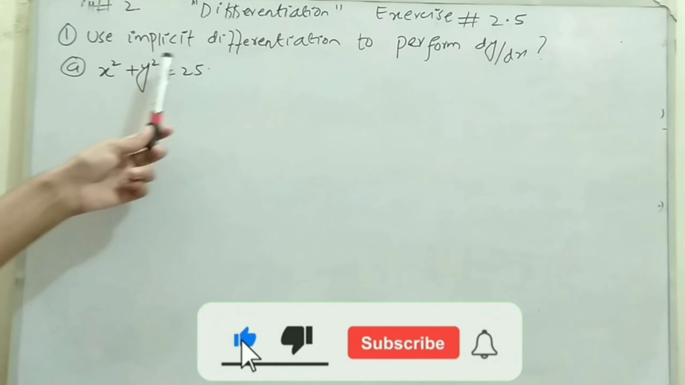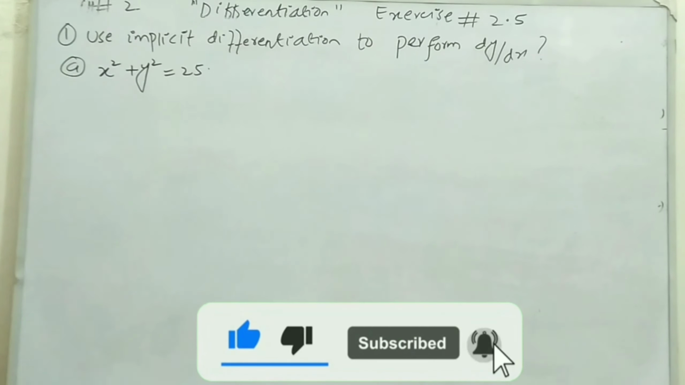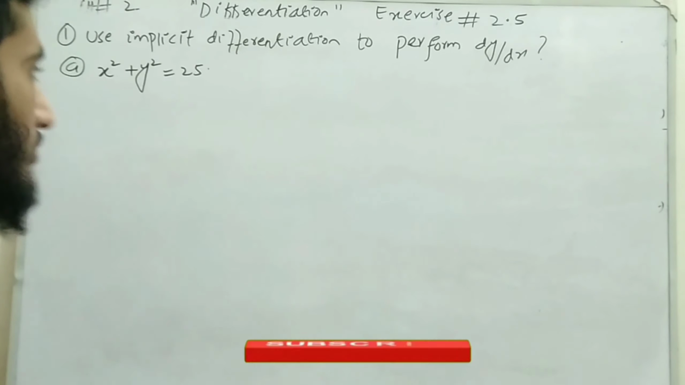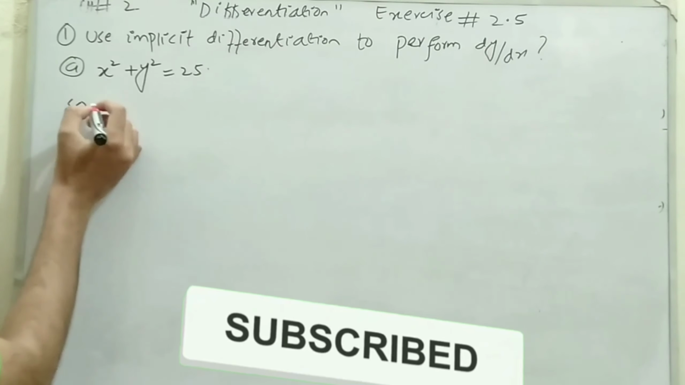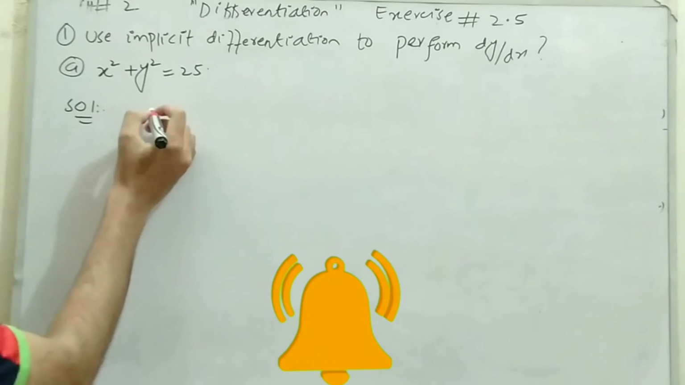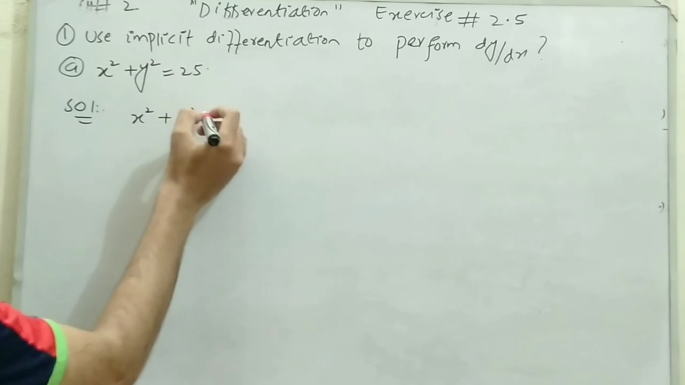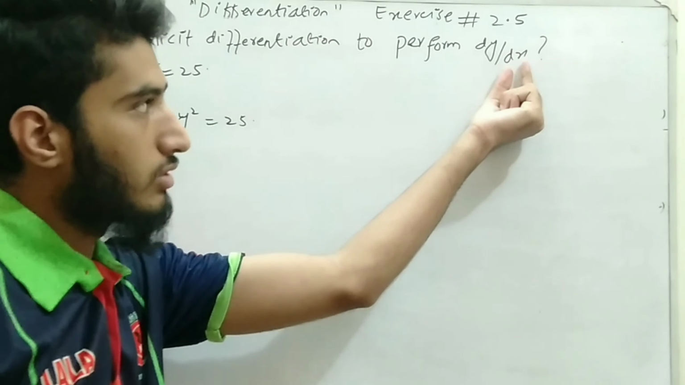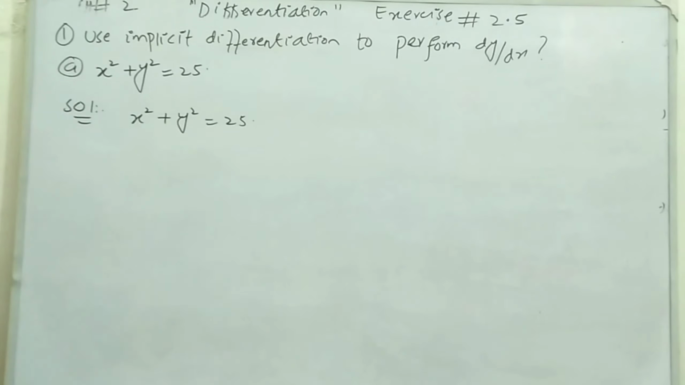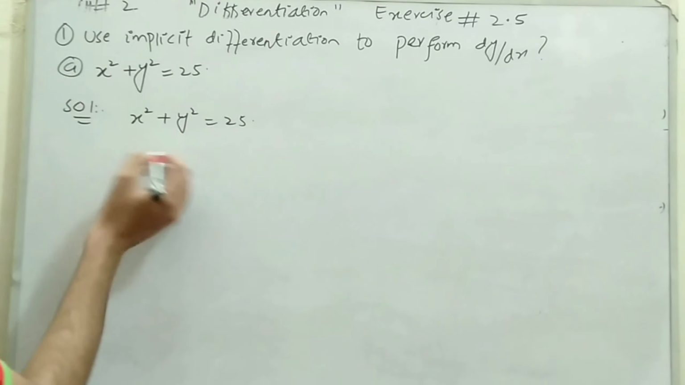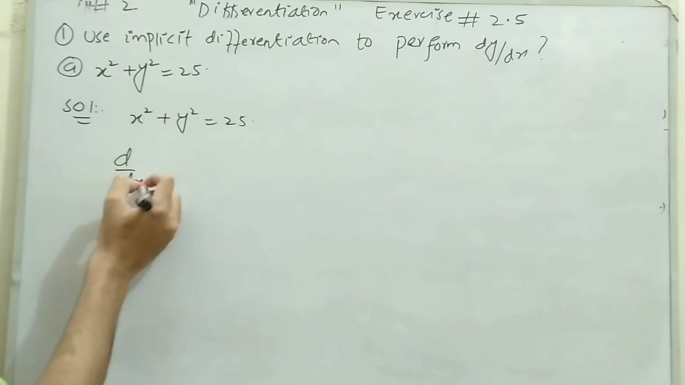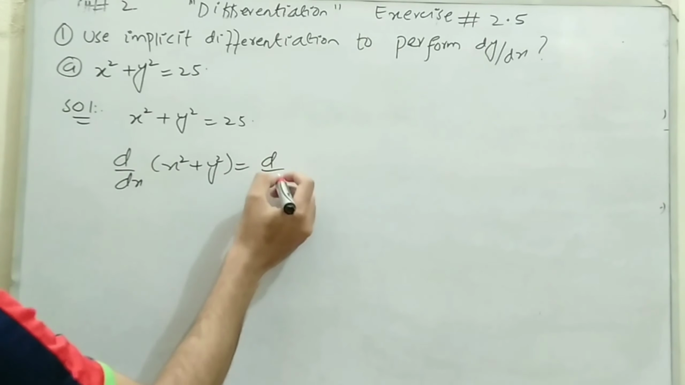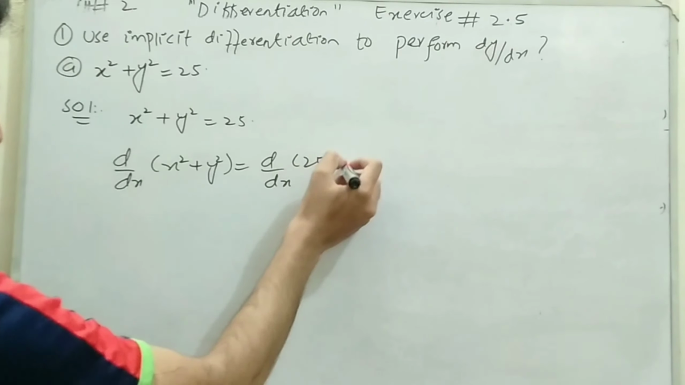It tells us to use implicit differentiation to find dy by dx. Part 1 is x square plus y square is equal to 25, find dy by dx. So let's move towards the solution for part A. Taking the given equation x square plus y square is equal to 25. Here in the denominator we have the variable x, so it means that we will differentiate the whole equation with respect to x. So differentiate both sides with respect to x: d by dx of this side, and also take the differentiation on the right hand side, d by dx of 25.